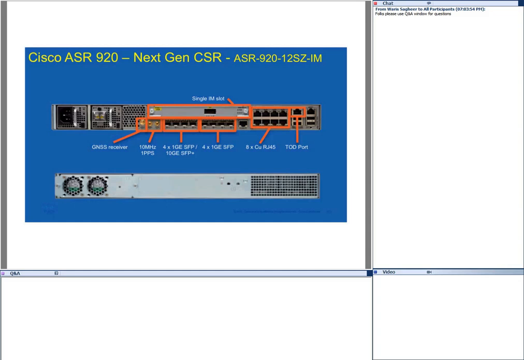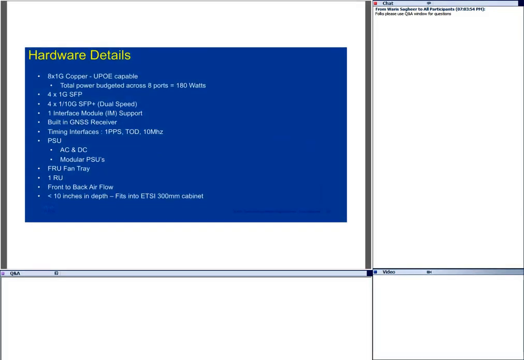So the important features on the ASR920 12SE-IM, we call it a next generation cell site router because of all these additional capabilities, right? Built-in GNSS receiver, capability of IPsec and NAT, which are not supported yet but are coming up, and also power over Ethernet, right? So these are the 4 important differentiators with the ASR920 12SE-IM.